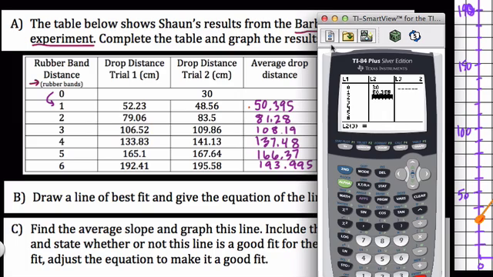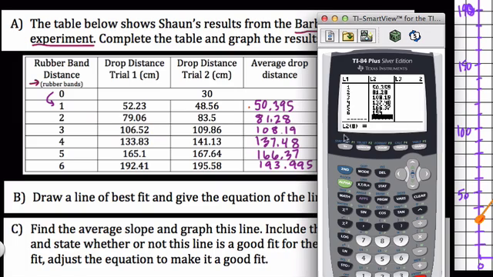50.395. All right, that's for 1 rubber band, 81.28, and then 108.19, and then 137.48, right? 166.37, and 193.995. Sorry, 193.995.